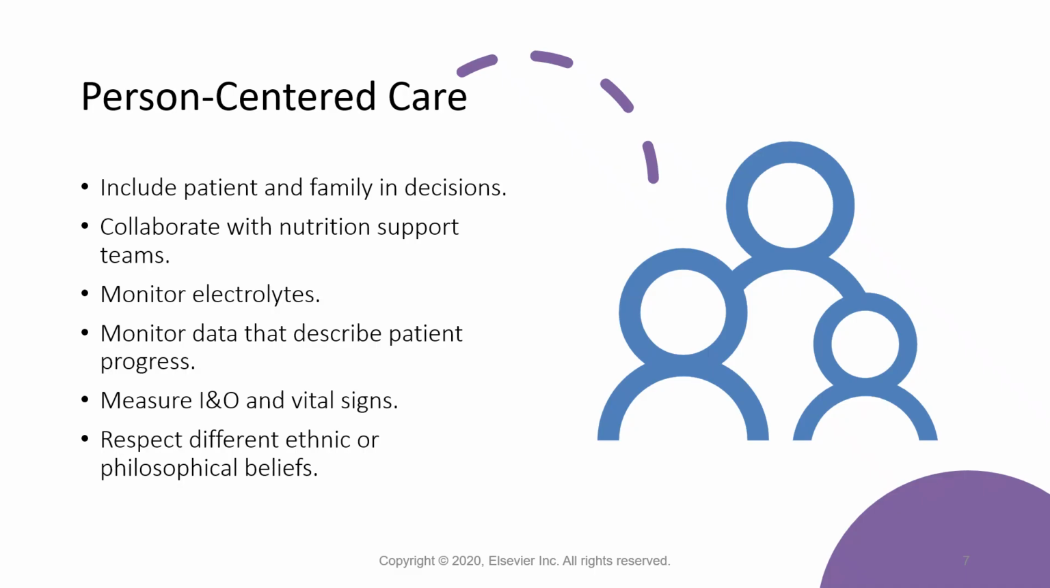So you want to provide person-centered care for someone receiving total parenteral nutrition, and the nurse is going to include the patient and family in decisions to maintain the patient's control, their activity level, their decision making, and their socialization with their family members and their friends. Okay, so that's including patient and family in decisions.